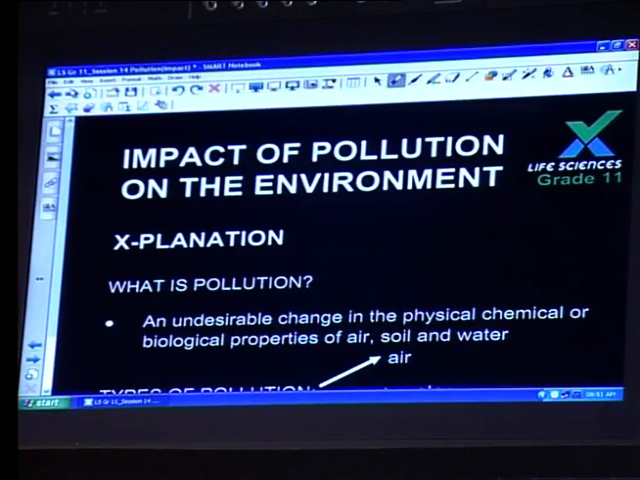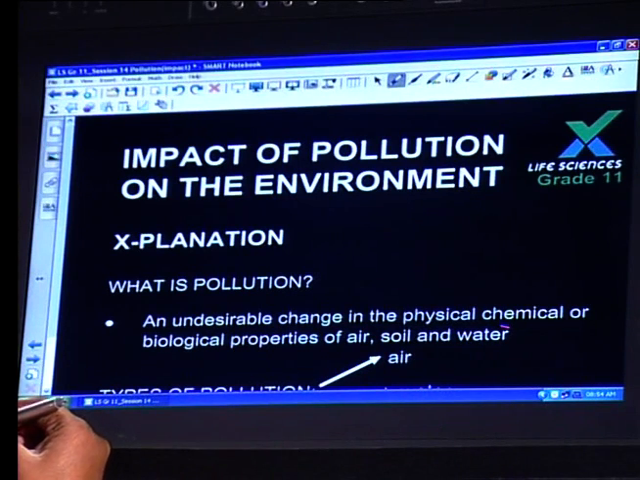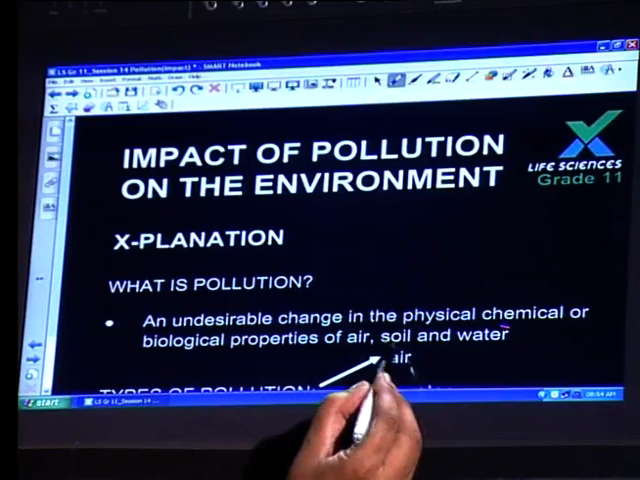What is pollution? We can define pollution as being an undesirable change in the physical, that is the structure, the biological properties, that is the elements of the air, the water, and the soil, what impact it has on us, as well as the chemical properties that would change. So pollution is basically an undesirable change in the physical, chemical or biological properties of air, soil and water.